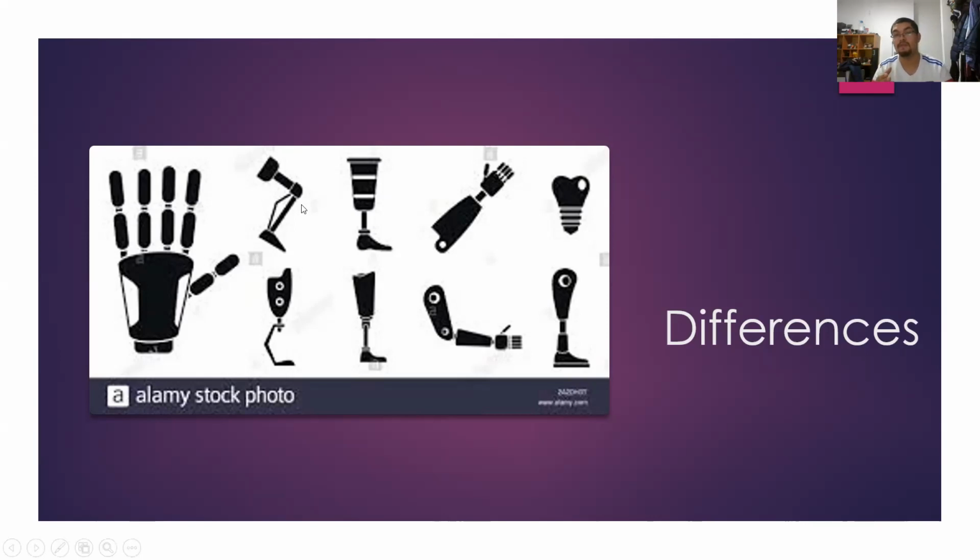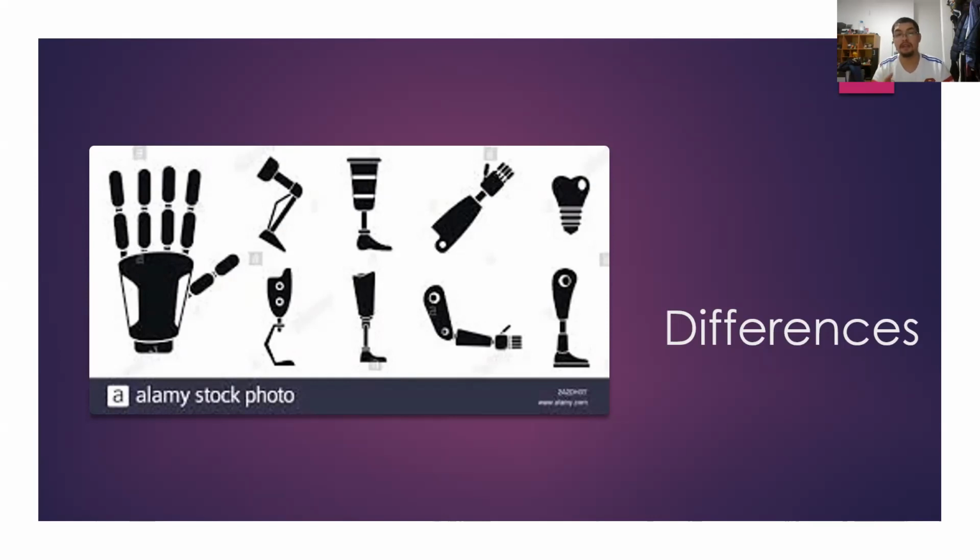This type has more movements. With this prosthetic, we can jump, we can run, we can walk, but they are very expensive because the material is metal, and the joints are metal. So the only way that you see this type of prosthetic is if you are a millionaire or you watch the Paralympics.